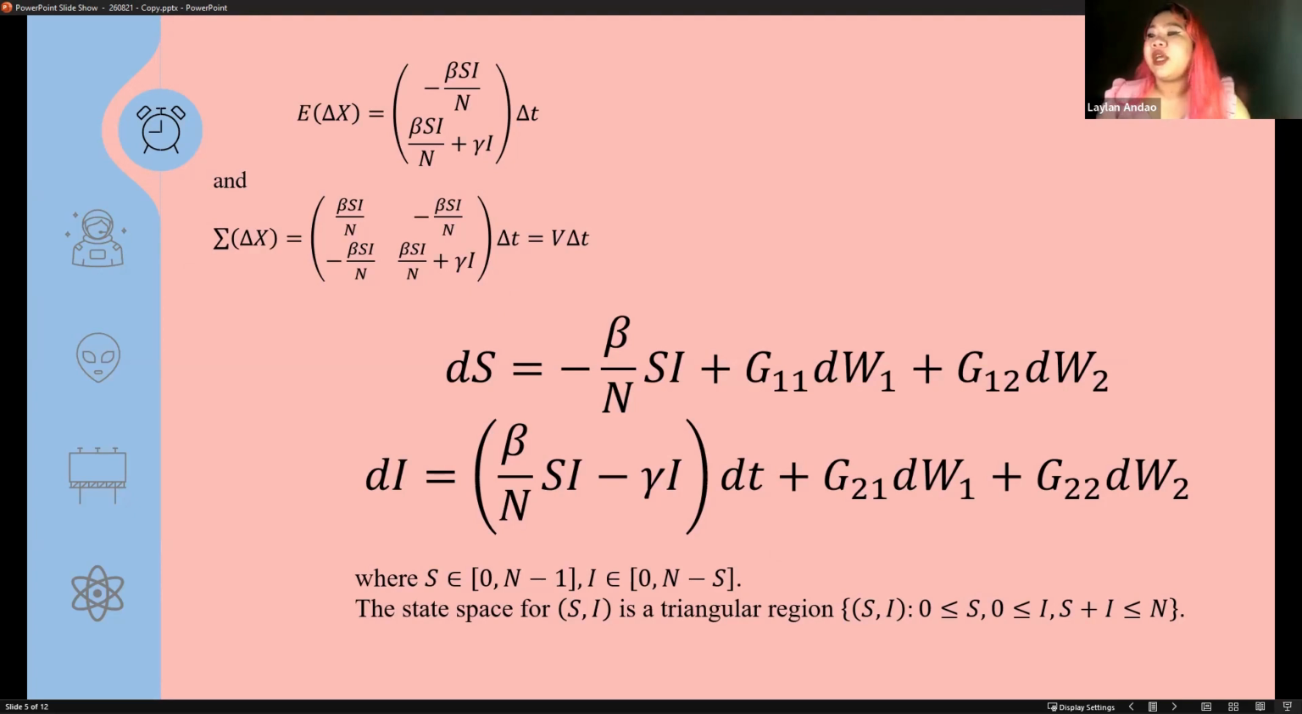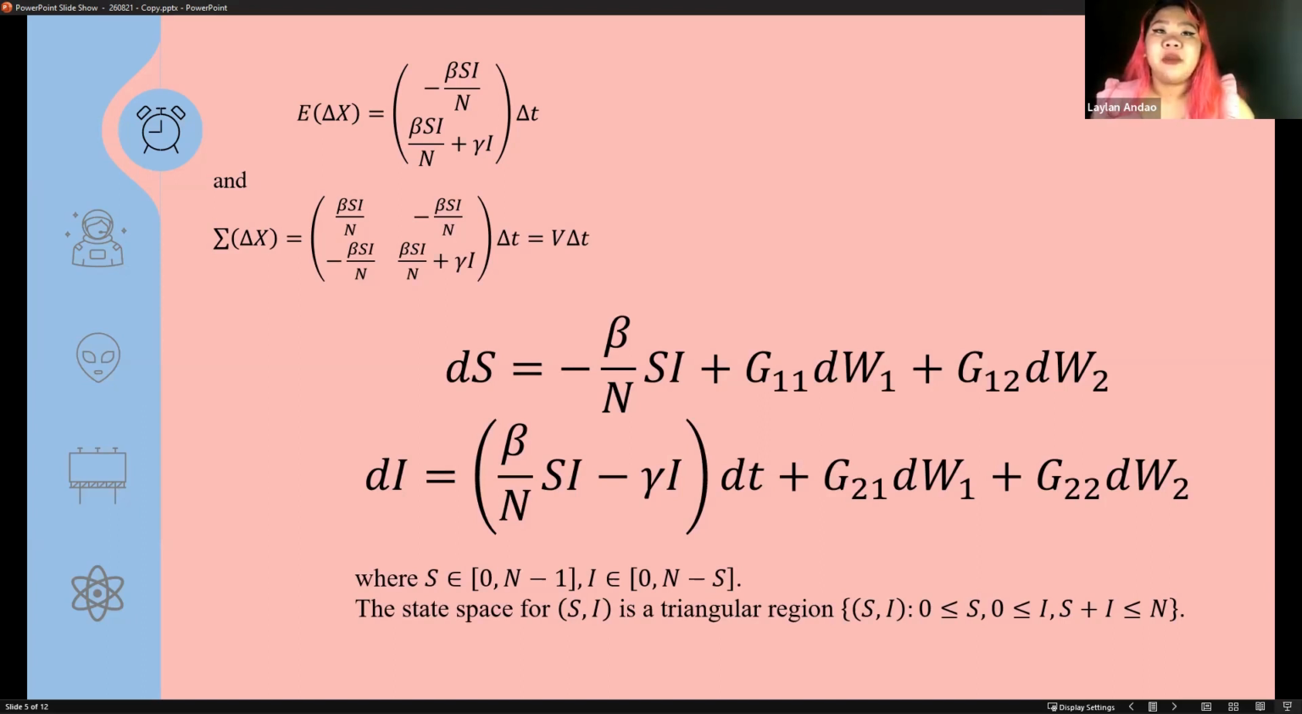Also note that the state space for SI is a triangular region, where S and I are greater than or equal to 0, and S plus I is less than or equal to N. The boundary I equals 0 is an exit boundary. Once the infected individuals reach 0, they will remain 0.